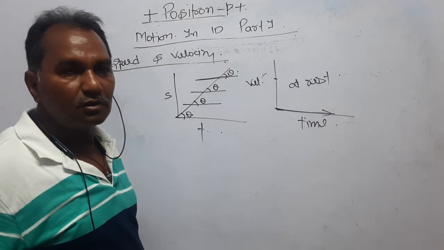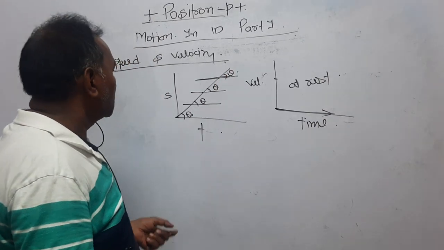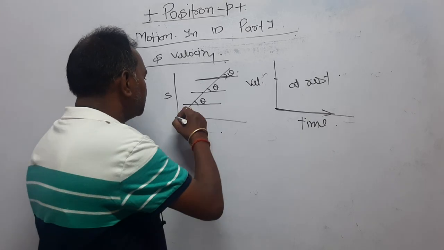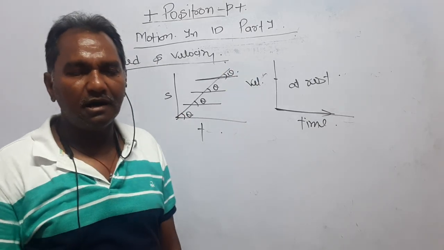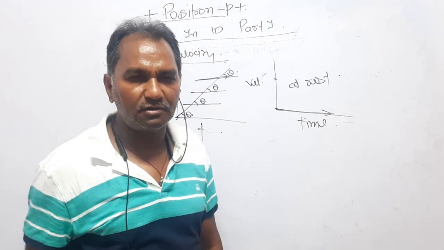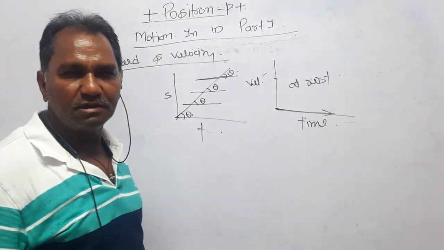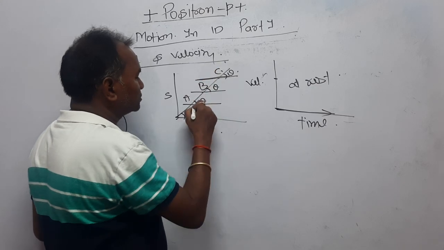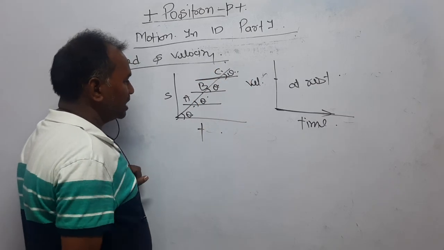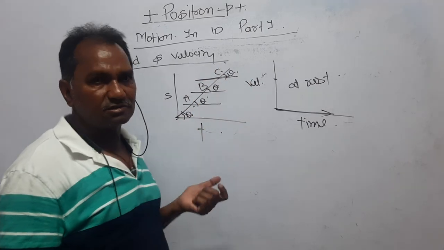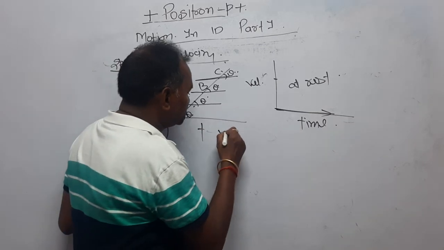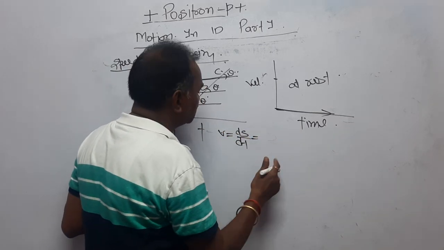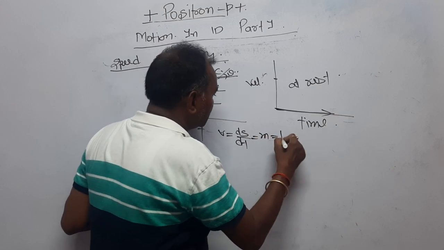And you know, I have said that the graph between displacement and time is a slant, an inclined line drawn. What does it represent? Dear students, at all these 3 points the slope is the same, and that was initially the slope. It means v is equal to ds upon dt, and that is equal to m equal to tan theta.